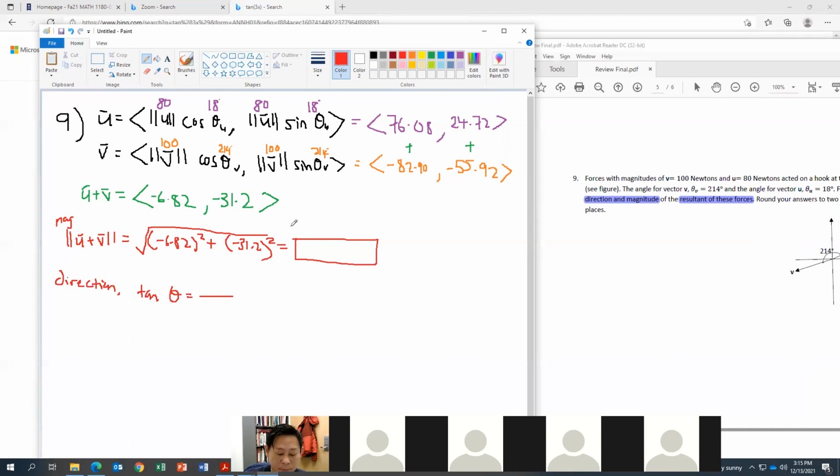Anyone go ahead and answer? Square root of 1019.95.